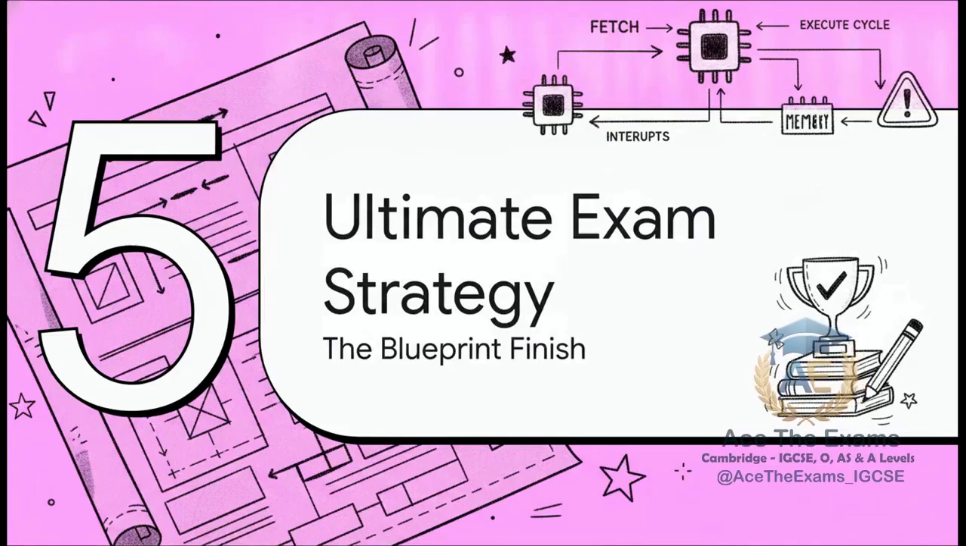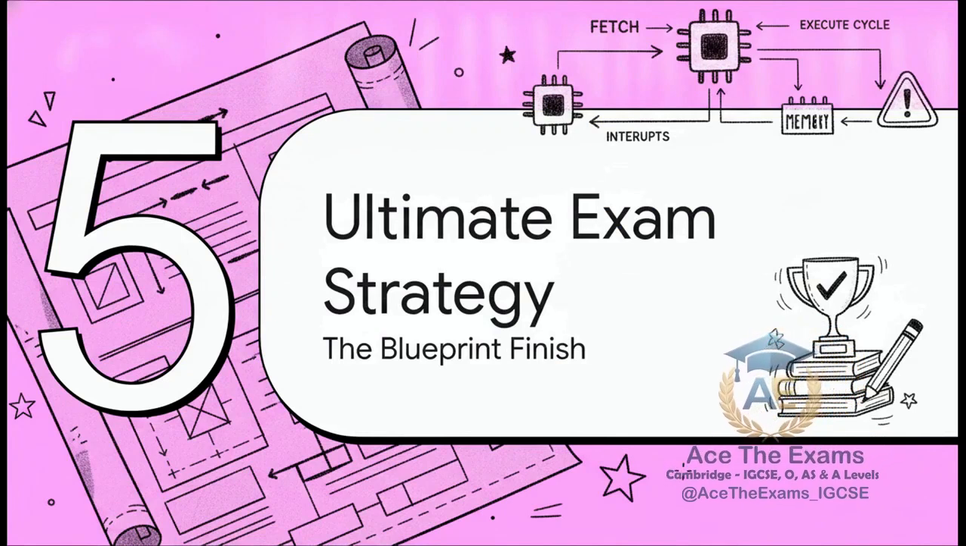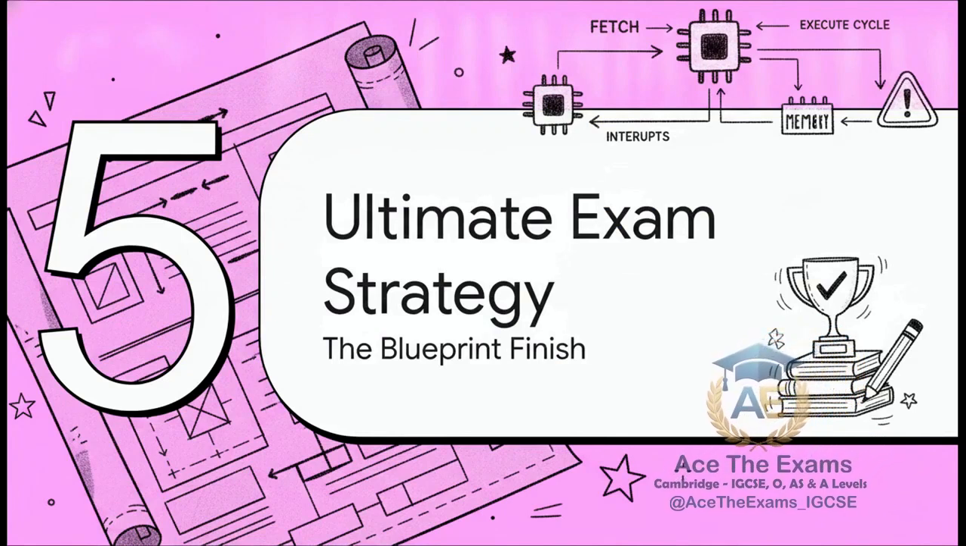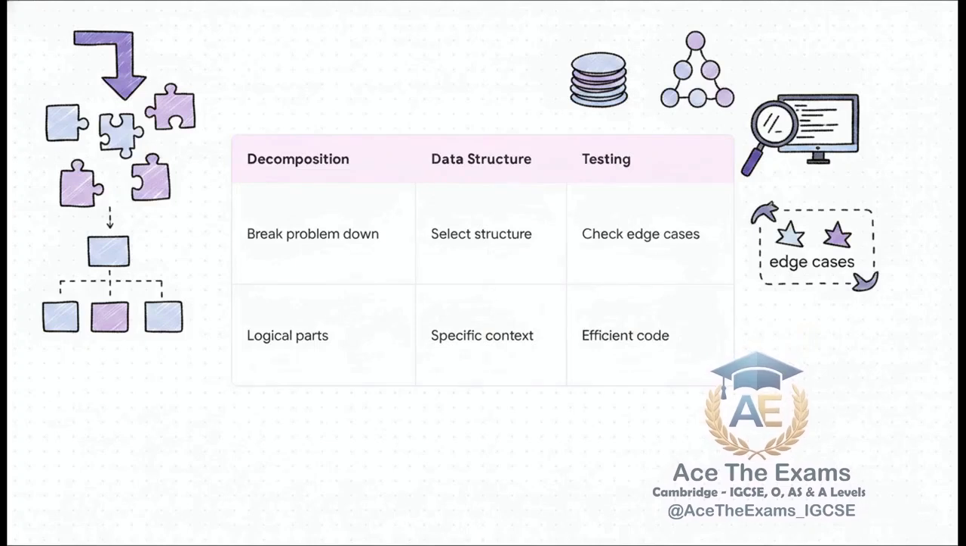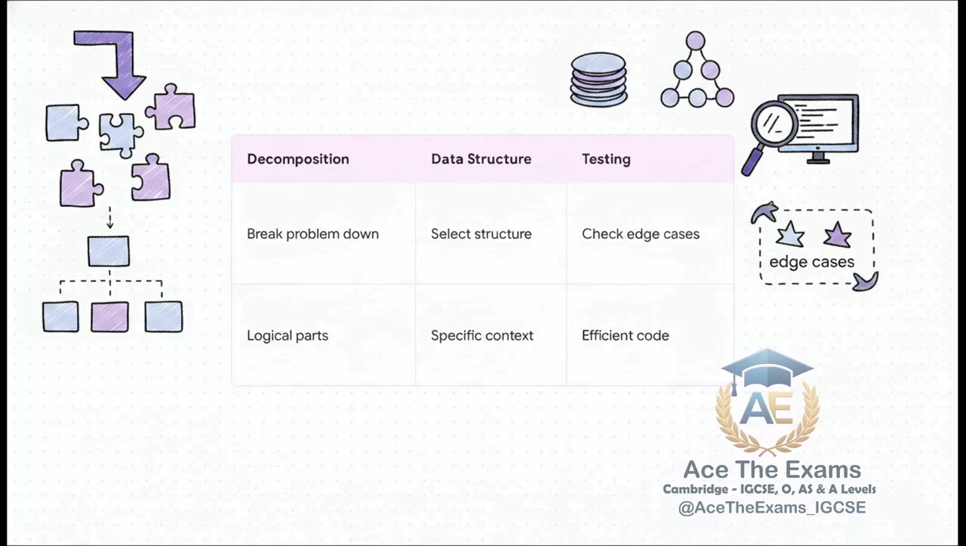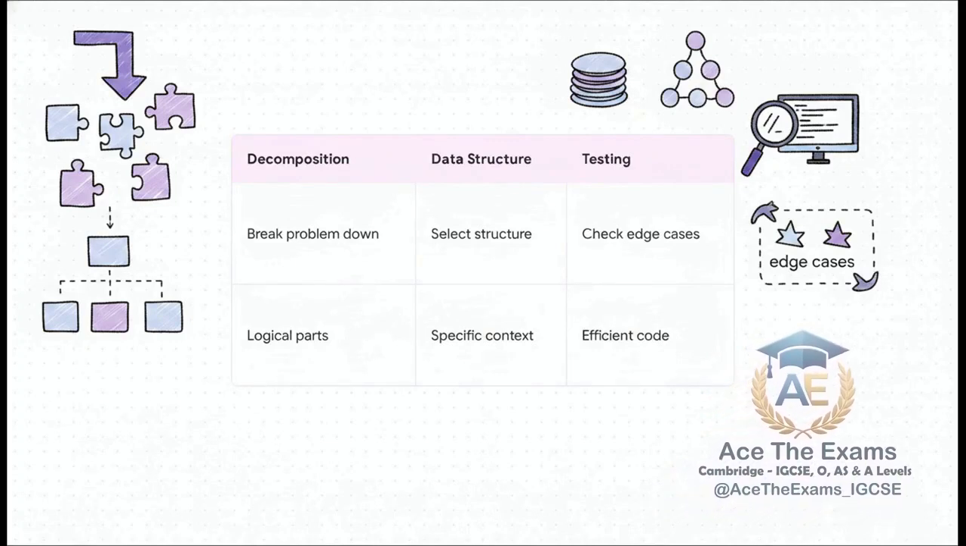Section 5, Ultimate Exam Strategy. It is time for the blueprint finish. We are pulling all of these techniques into one cohesive system. This table right here is your ultimate cheat sheet graphic. It is your mental screenshot for exam success. Let's adapt these core programming pillars into our triple R rules that guarantee top marks.